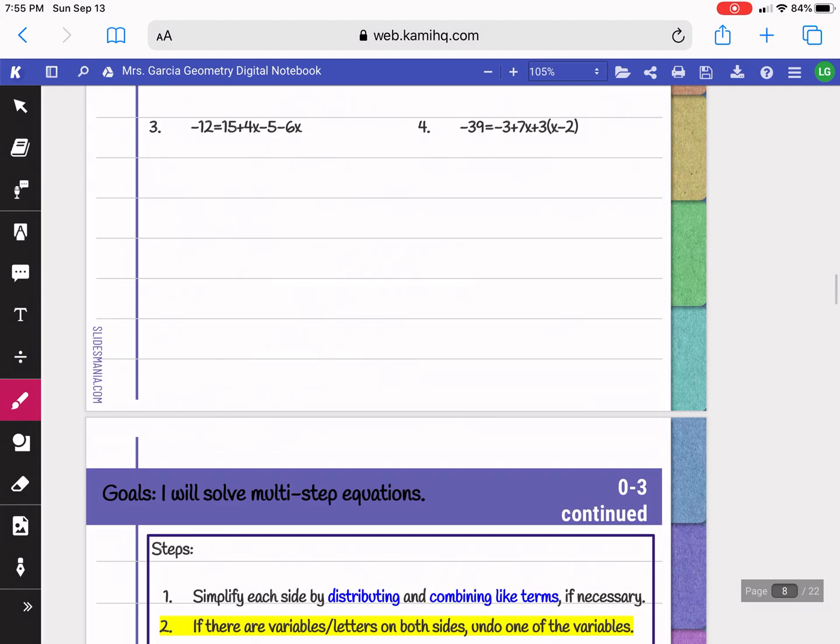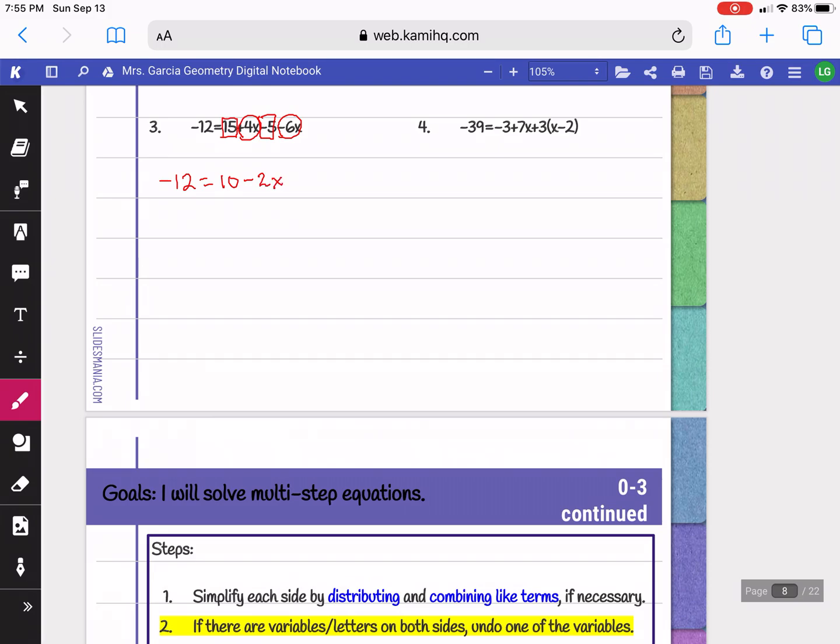If we look at the next problem, here we're not going to distribute because there's no parentheses. But if you look at the right side, there's a lot of terms there. We want to simplify or make it smaller. So on the right side, I'm going to combine like terms. So I'm going to leave the left side alone. Here I can combine 15 minus 5. 15 minus 5 is 10. And then I can combine my variables, 4x and negative 6x. 4x minus 6x is negative 2x.